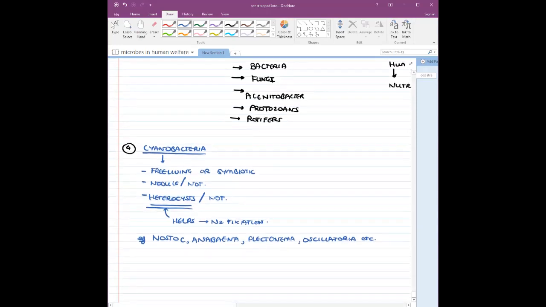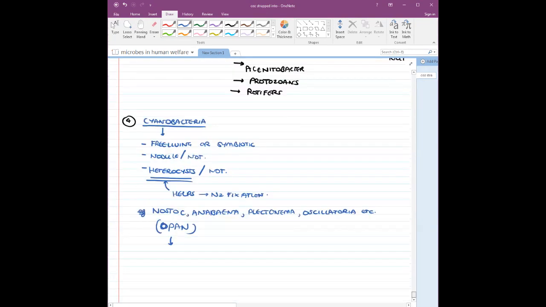Out of these cyanobacteria, we are going to have TAN. How do I remember this? I remember this as OPAN. So you have Oscillatoria, Plectonema, Anabaena, and Nostoc. And from here, the next one is TAN, that is going to be Tolypothrix. Then we are going to have Aulosira and Nostoc. Or we have Tolypothrix, Anabaena, Nostoc.